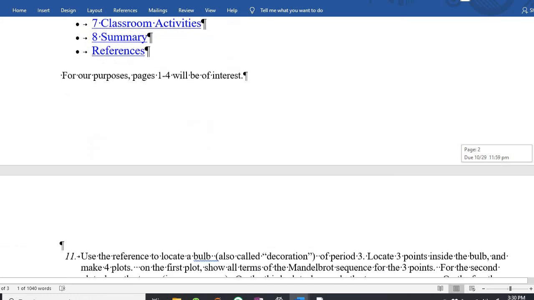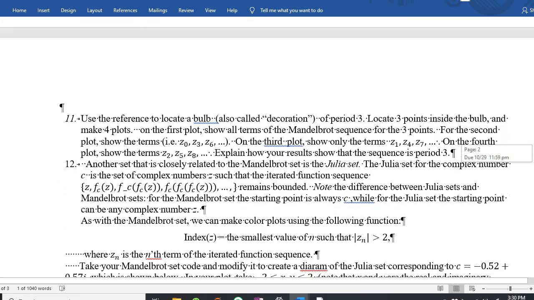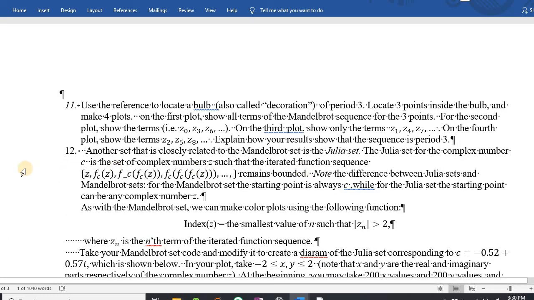And then there are 2 more exercises here. So you'll have to look at that reference. It says use the reference to locate a bulb or decoration of period 3. Locate 3 points inside the bulb and make 4 plots. So this is going to be similar to what you did for the circle centered at -1. We want to look at the behavior of the Mandelbrot sequence inside this other region of the Mandelbrot set.